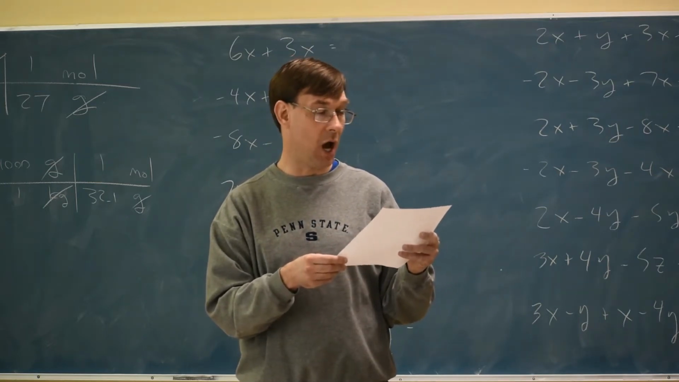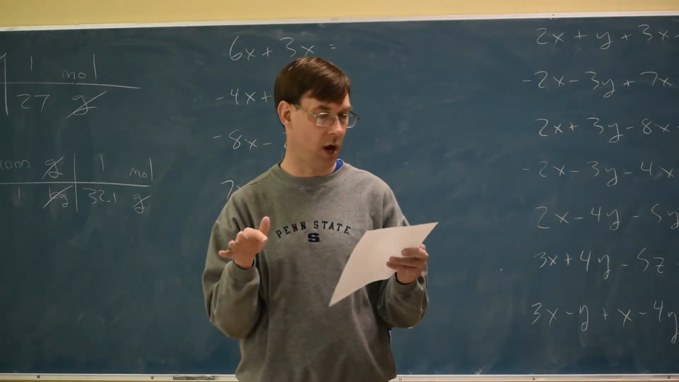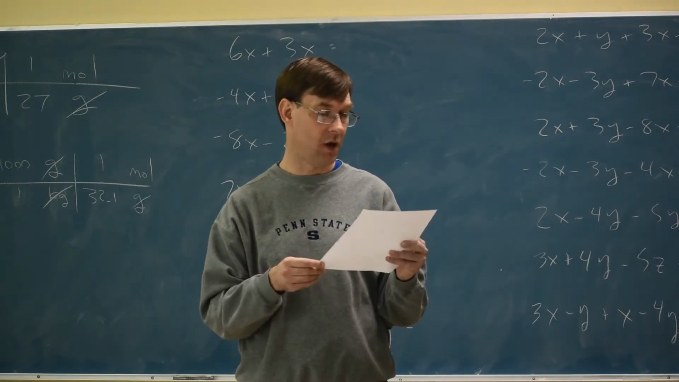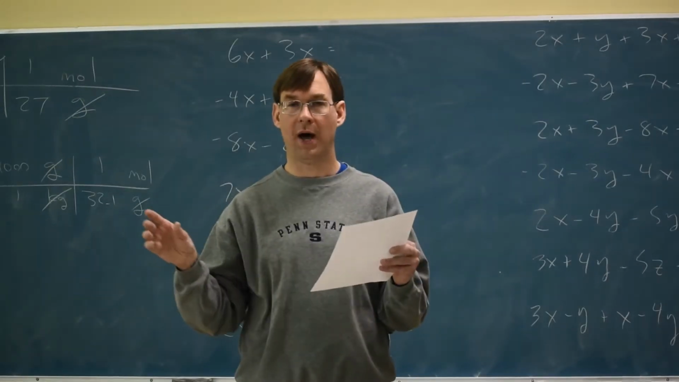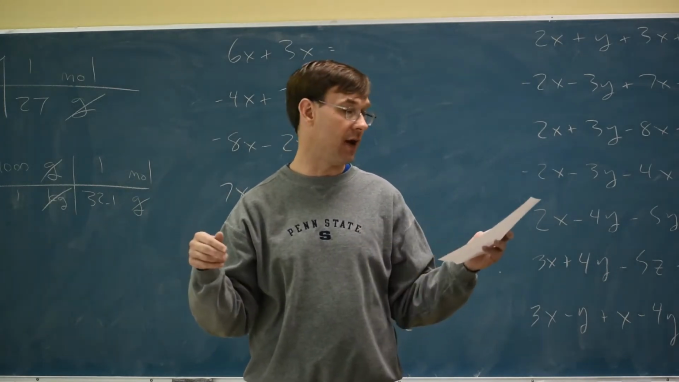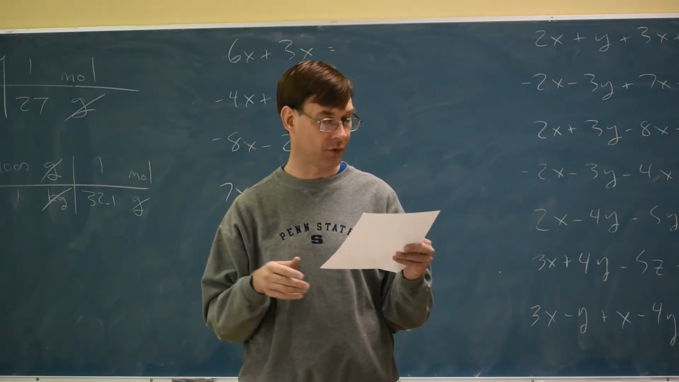2 is a no, because 1 has an X, 1 has a Y. Different letters? No. 3 is a yes. They both have X's. 4 is a no. The one has X to the second power, meaning there's 2 X's there. The other one has 3 X's there. Those are different. So 4, no.